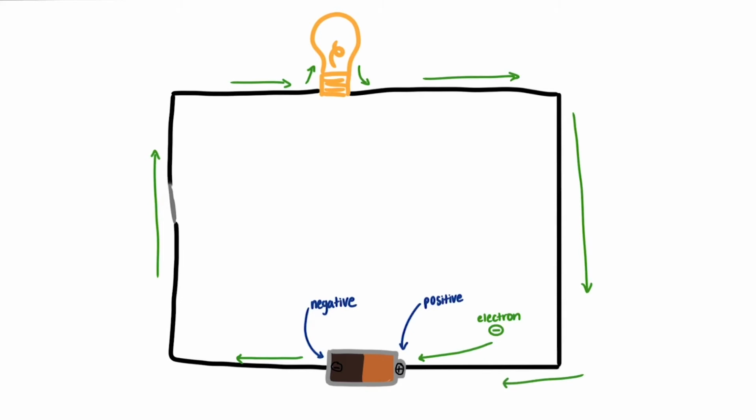This is why we call it a circuit. The electricity will flow in a never-ending loop until we either flip the switch off and cause a break in the circuit, or the battery runs out of power.